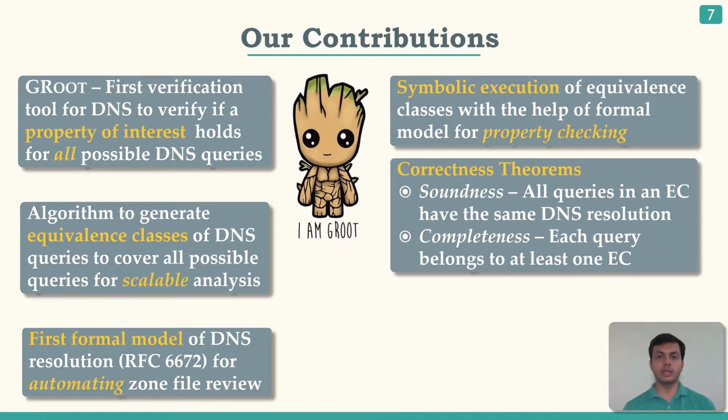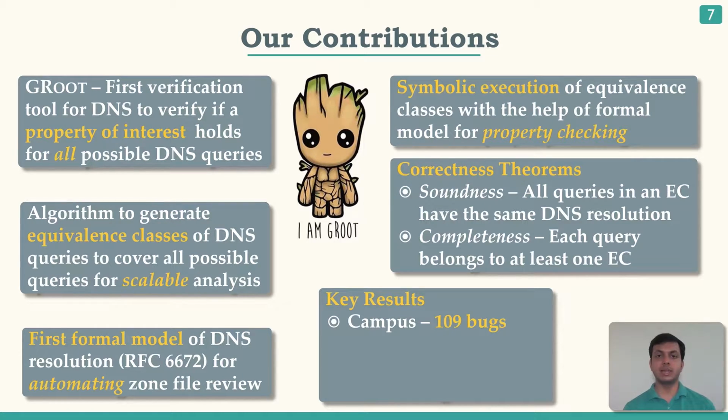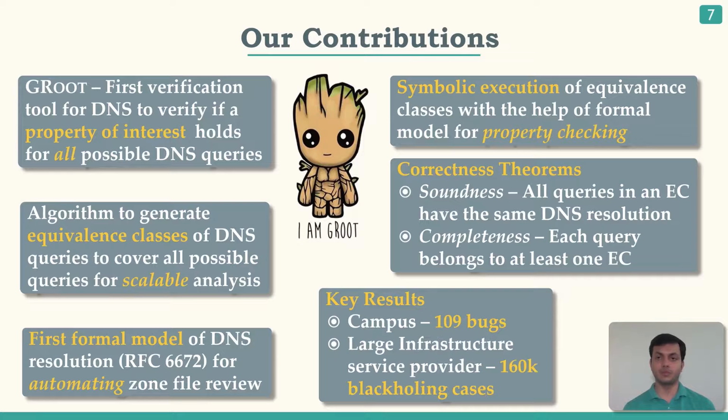GRoot revealed around 109 bugs on campus zone files and 160K black holing issues on the infrastructure service provider's zone files. There are more details in the later slides, but first let's take a look at the end-to-end design of GRoot.